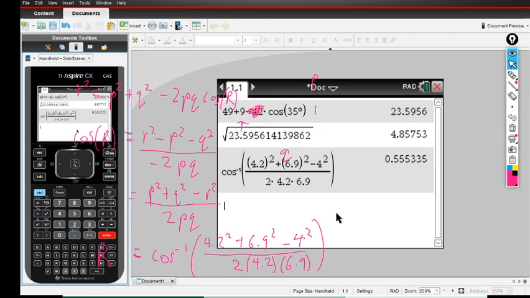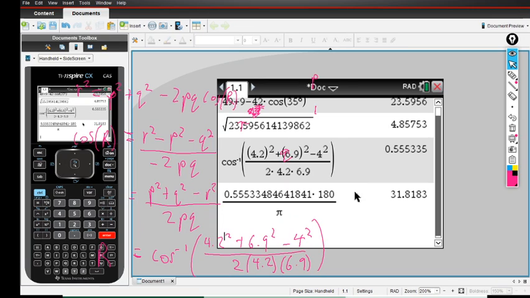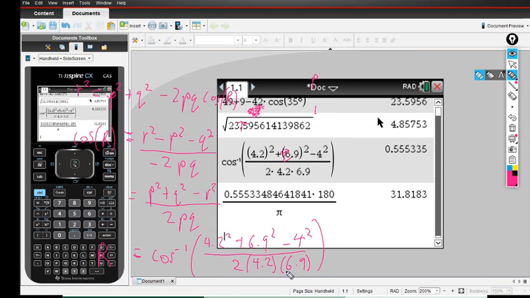Now if I just press enter, oh, it's done it for me because I'm in auto mode and I've got decimals, so that's great. So the angle in radians is 0.555335. I'm going to convert that to degrees just because I got a better handle on what degrees give me. So I'm going to times it by 180, divide by pi, and I get 31.8 degrees. So this is equal to 31.8 degrees.